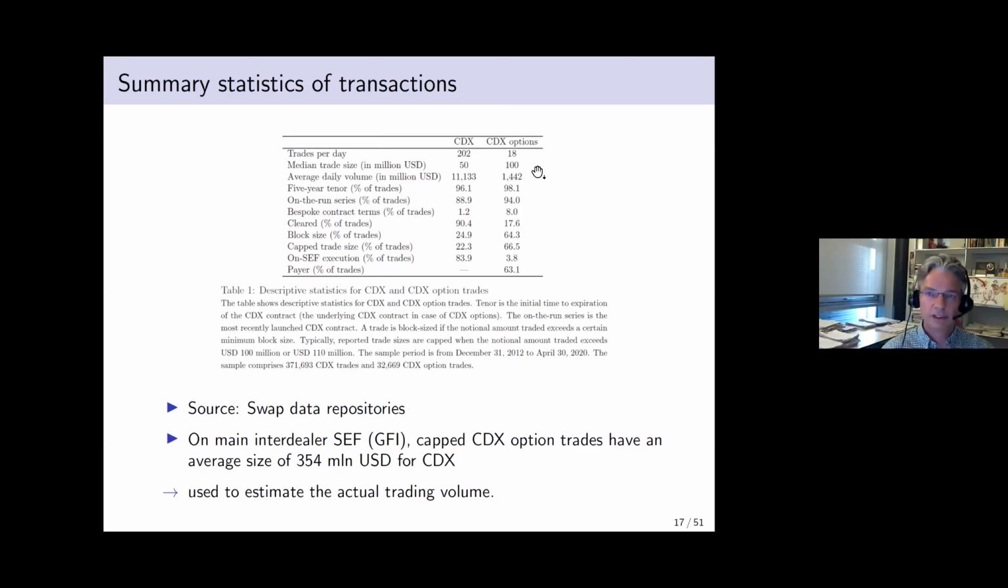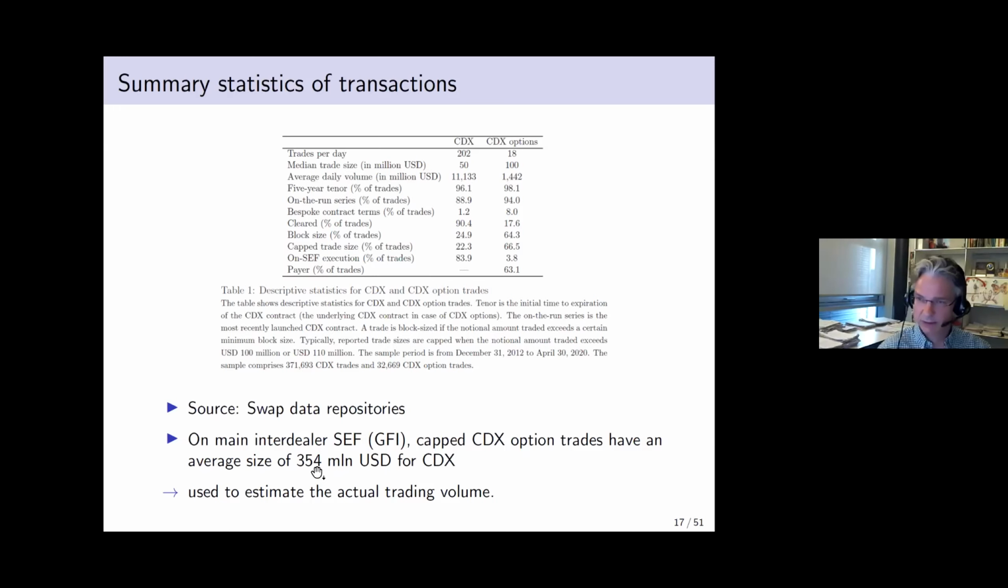They happen off SEF. They still happen OTC, but there is some fraction of the trades that happen on electronic trading platforms. And for those, we actually have information on the value of the actual trade sizes, the ones that are not reported because only the cap is reported. So you can see that about 66% of the trades are capped. Only the max value gets reported to the trade repository, but we can infer the actual trade size, and that trade size is a lot larger. Around 350 million is the actual trade size of these capped trades.